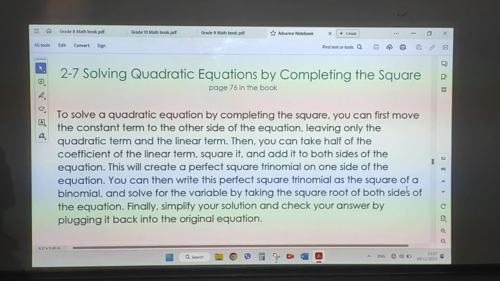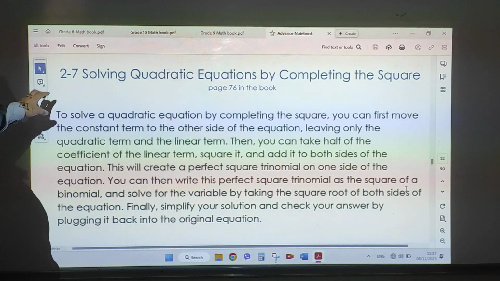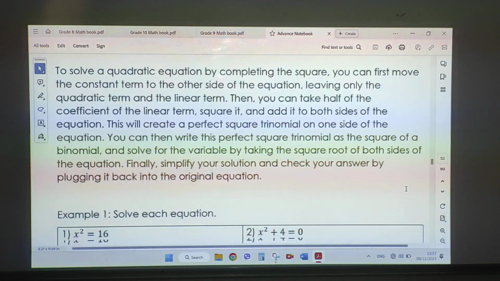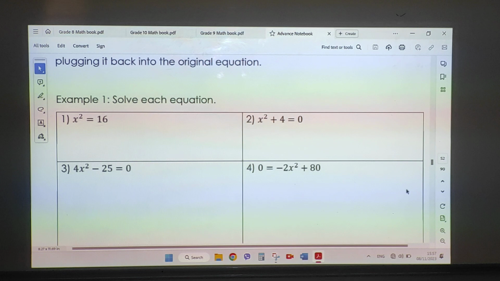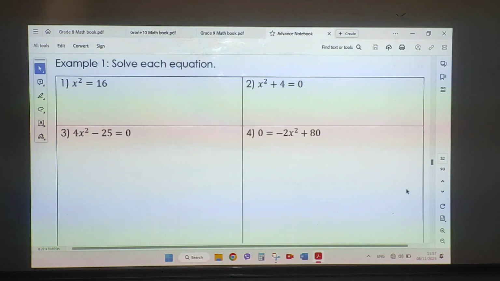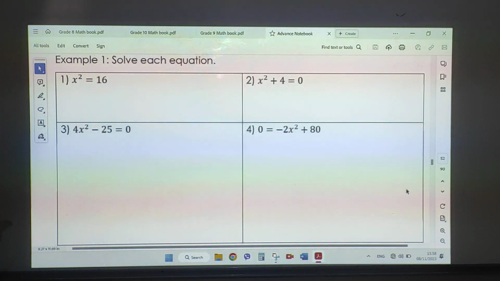Hi everyone, in this lesson for grade 9 we have 2.7, which is solving quadratic equations by completing the square. This is the second way that we study. In the other lesson, we studied factoring and the zero product property. But in this one, where we cannot factor and use the zero product, we think about another way to solve the equations that we have, like those equations we have here.